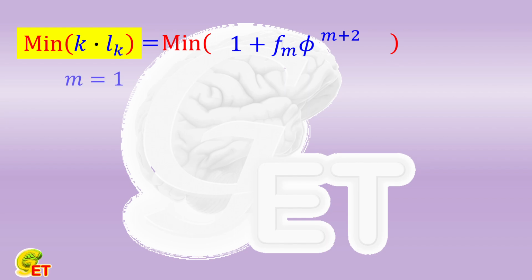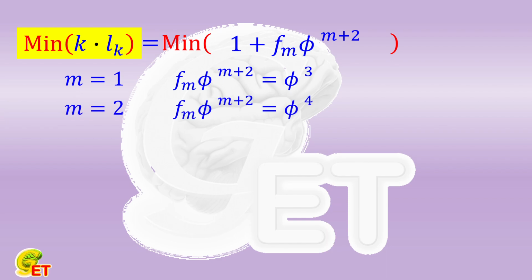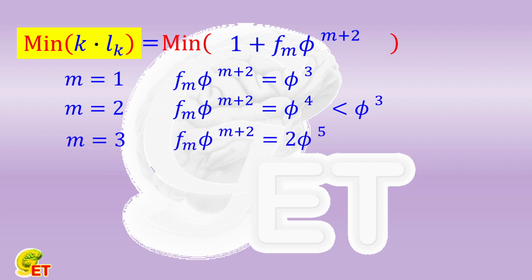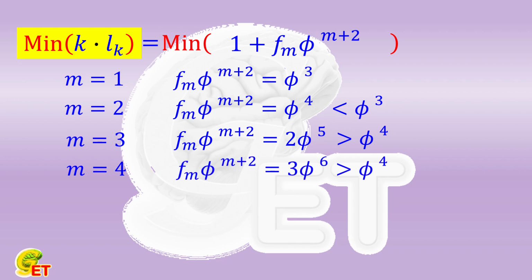When m is equal to 1, it is equal to phi to the third power. When m is equal to 2, it is equal to phi to the fourth power. This is smaller than phi to the third power as phi is smaller than 1. When m is equal to 3, it is equal to twice phi to the fifth power. Because twice phi is equal to the square root of 5 minus 1, which is bigger than 1. So it's bigger than phi to the fourth power. Up to now, the minimum value is still phi to the fourth power. When m is equal to 4, in a similar way, we get, it is equal to 3 times phi to the sixth power, which is still bigger than phi to the fourth power.